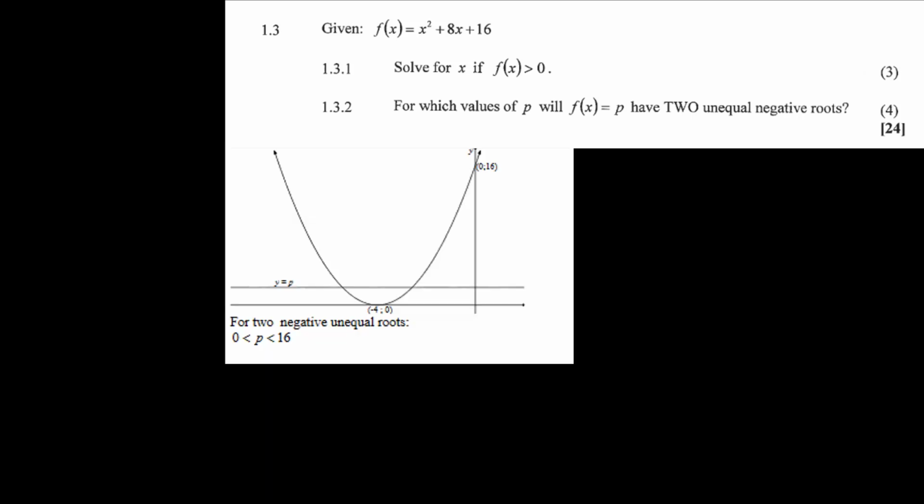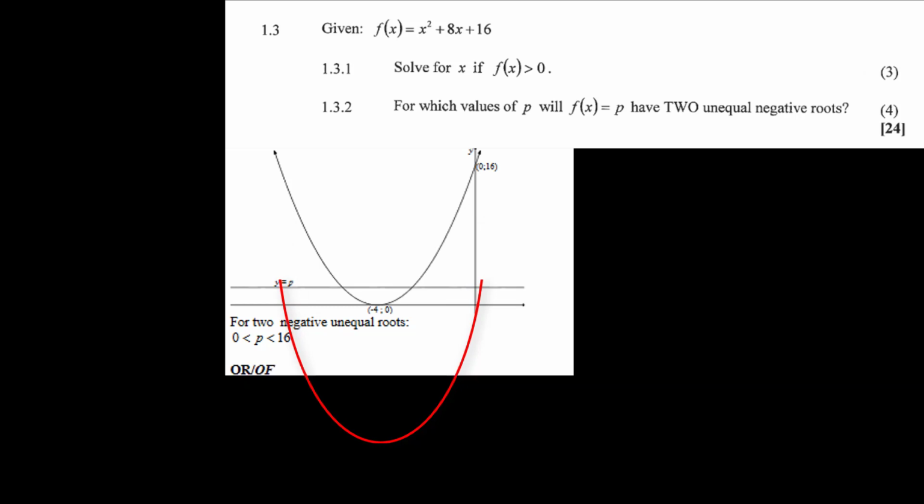Question 1.3.2. For which values of p will f of x equal to p have two unequal negative roots? Okay, there's a few ways to do this. Starting with the graph. If p is less than or equal to 0, then f of x is greater than 0, so for negative roots, p is greater than 0. When p equals 0, we have f of 0 equals 16, that means the y-intercept is at 16. And we can keep pulling the parabola down until p equals 16. So therefore we have unequal roots when 0 less than p less than 16.